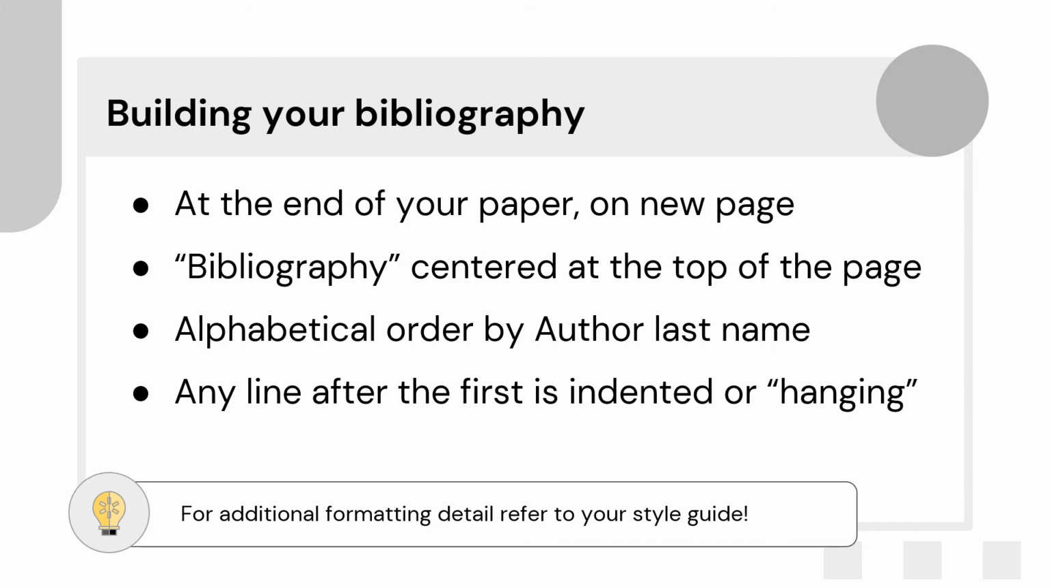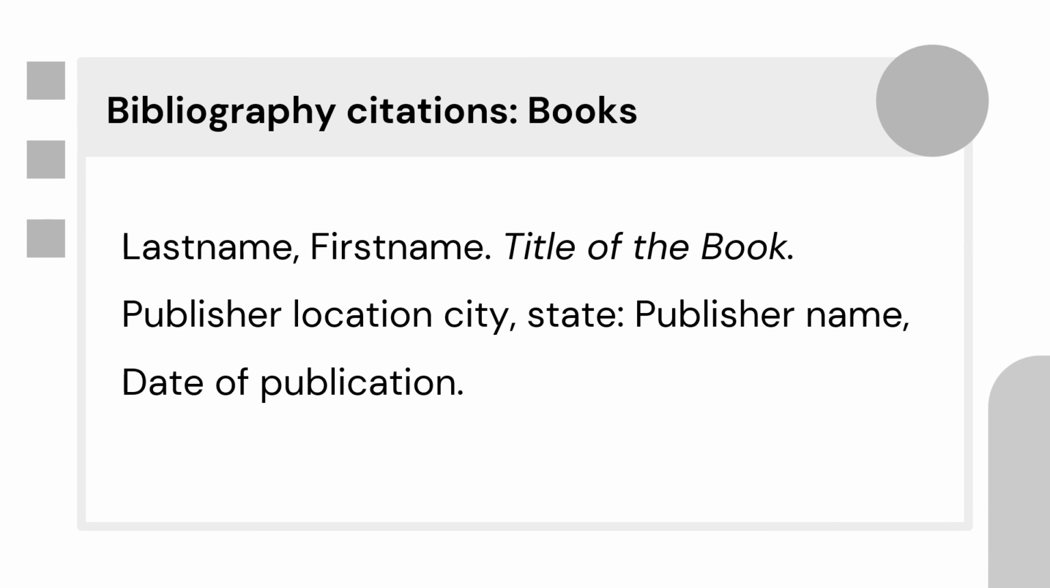Just as with footnotes, bibliography citations are formatted in certain ways depending on the source type. Since we've gathered the information for our footnote, we have all the pieces of information we need to make our corresponding citation in our bibliography. A bibliographic citation is ordered as author's last name, comma, first name, period. Then the title of the book in italics, period. The publisher's location, colon, publisher's name, comma, the date of publication, period.